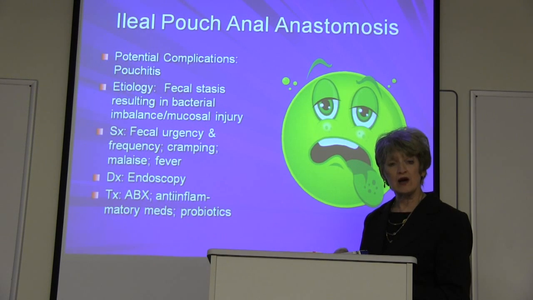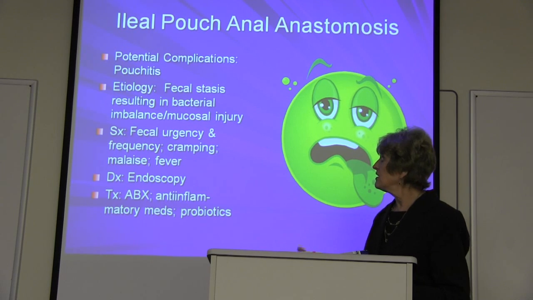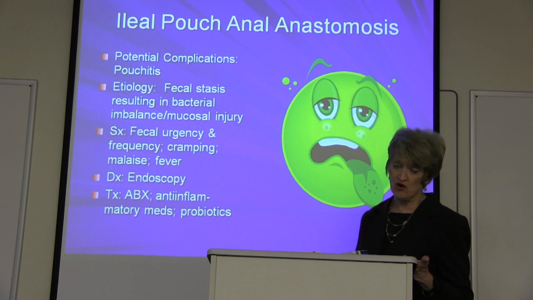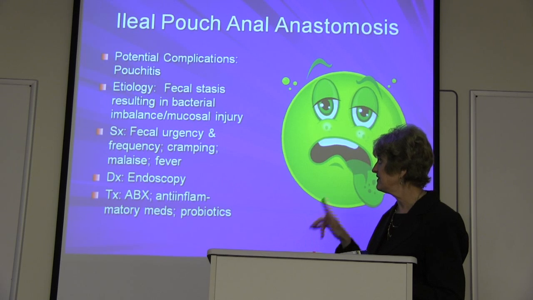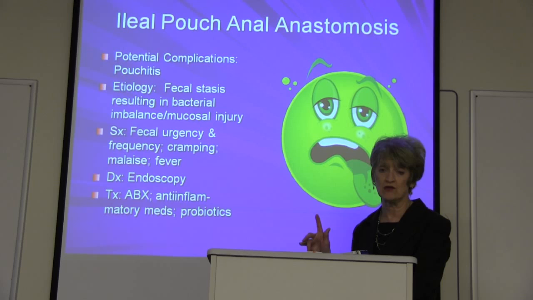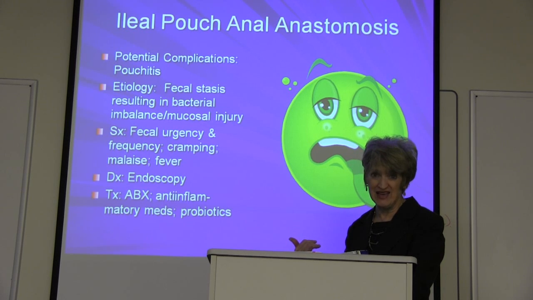Pouchitis, we talked about under the continent ileostomy, is exactly the same thing. You've got a fecal reservoir. The causes, or the theories regarding cause, are exactly the same. But the symptoms are a little bit different because you have a reservoir connected to the anal canal. So J-pouch patients, IPAA patients with pouchitis complain of cramping pain, urgency, frequency, bleeding, malaise.